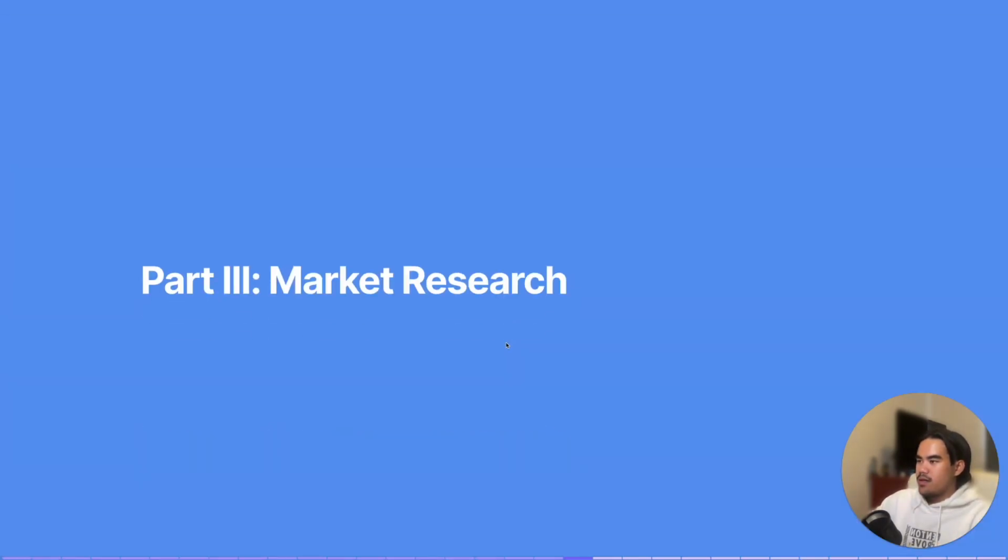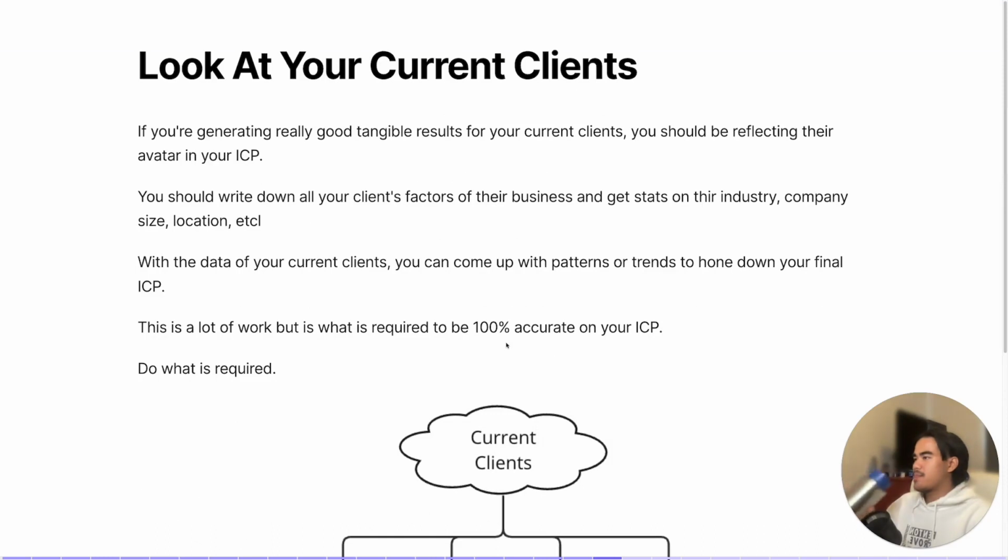So part 3 is market research. And you want to look at your current clients. If you're generating really good tangible results for your current clients, you should be reflecting their avatar in your ICP. So you should write down all of your clients' factors of their business and get stats on their industry, company size, location, etc. With the data of your current clients, you can come up with patterns or trends to hone down your final defined ICP, right?